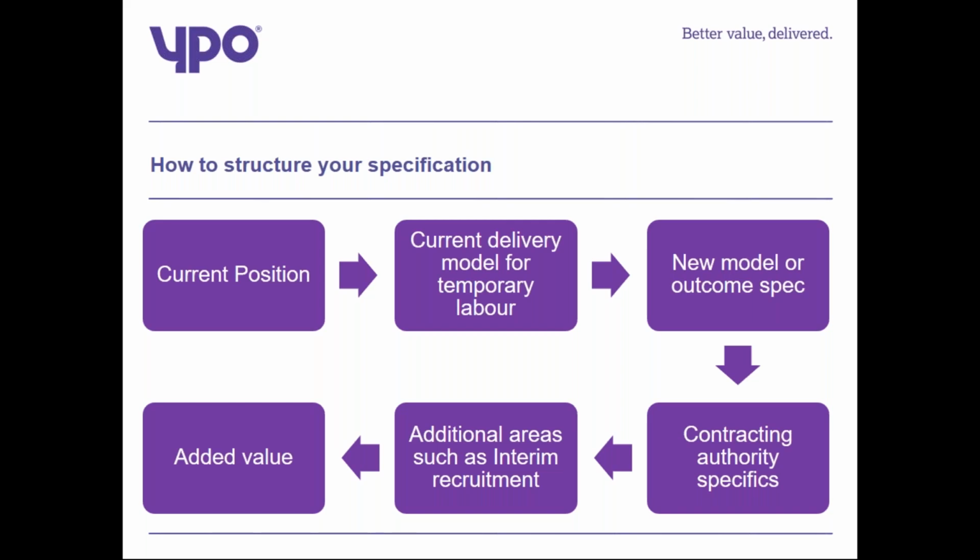The next thing is to then look at the value-added areas that you feel an MSP can support you with. For example, how the contract will link into your social value strategy. It gives them a clear understanding of where you're going. This is by no means, as I mentioned, a final structure of your specification, but it just gives you a breakdown of the key areas to cover.